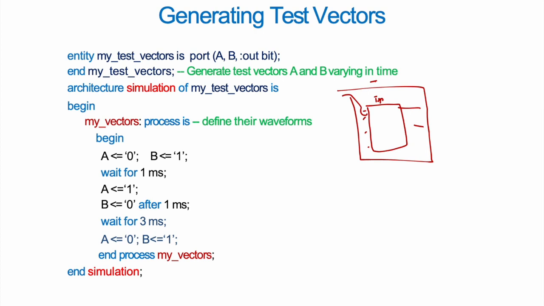So let's say we have an entity which is the test vectors. This entity is called the test vectors in this particular case, and it's just the name we are giving it. Normally you want it to be similar to your main entity name, right? So we've got port A, B, and C. So we've got A, B, and then of course out.